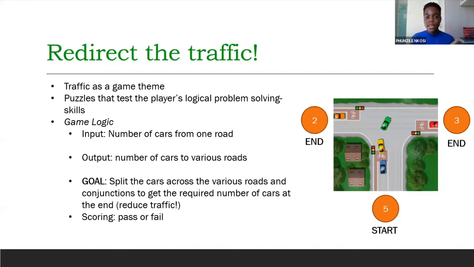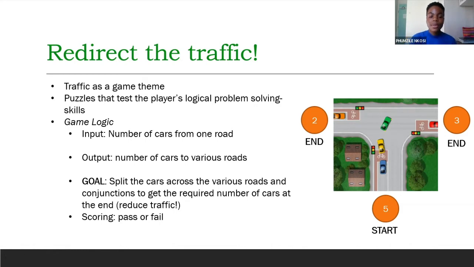We chose traffic as a game theme because we feel it's relatable to everyone, whether you're in first year or in your final year. Our game consists of puzzles that test the player's logical problem-solving skills. The game logic is that we have the number of cars from one road as an input and the number of cars to various roads as an output. The goal is to split the cars across the various roads and junctions to get the required numbers of cars at the end, which is shown on the diagram, where we have 5 cars and we split them into 2 and 3.